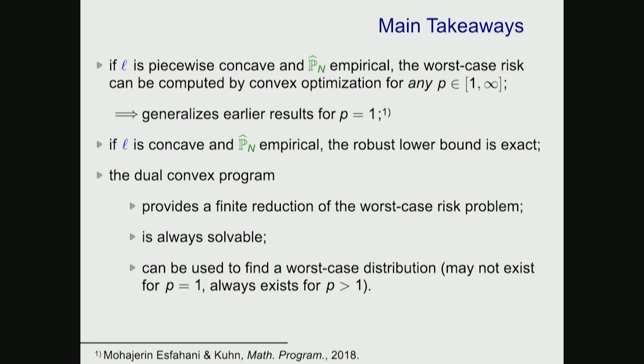The dual maximization problem can be interpreted as a finite reduction of the original infinite-dimensional worst-case risk evaluation problem. This problem is always solvable, and its solution can be used to construct a worst-case distribution, which actually may not exist in the case where p equals 1. But in that case, it can be used to construct a sequence of distributions that are asymptotically worst case. Interestingly, one can prove that if p is bigger than 1, a worst case distribution will always exist.